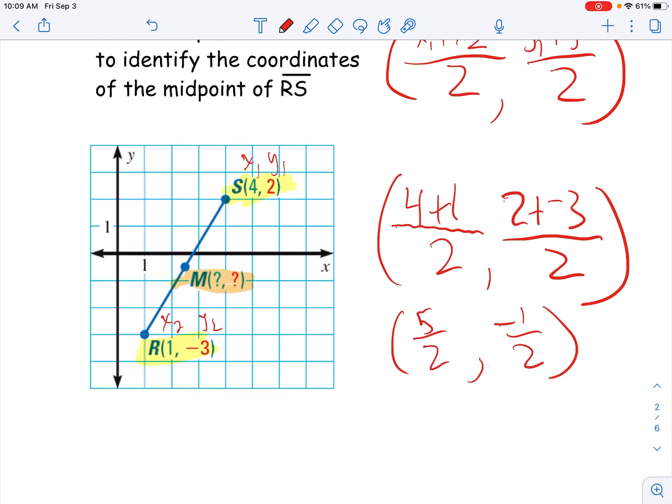So if we look, this would be 5 over 2, or if I wanted to write it as a decimal, 2.5 and negative 0.5. And if we look right here, that actually looks exactly where it is. 1, 2, it's in between 2 and 3, 2.5. And this would be negative 1. So it's in between 0 and negative 1, which is how we get 2.5 and negative 0.5.